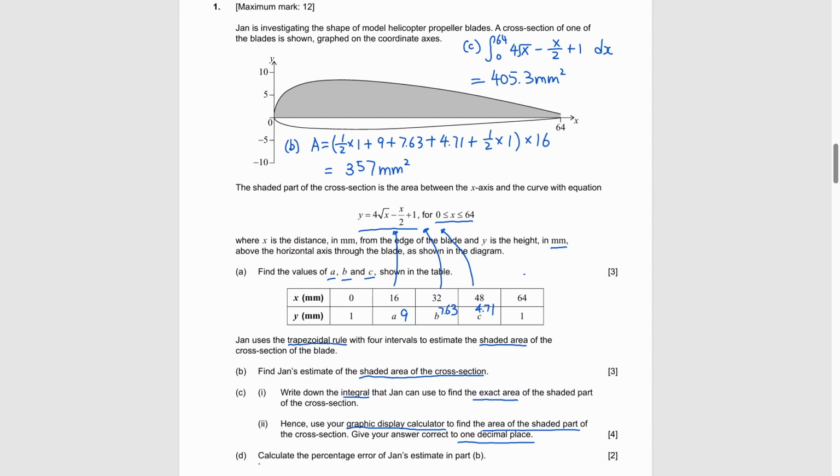Finally, we calculate the percentage error of the estimation. That is the absolute value of the difference between the estimated and the actual area, divided by the actual area, and then multiplied by 100%.